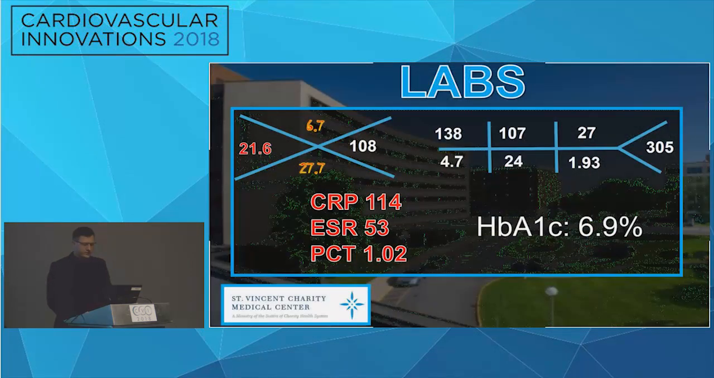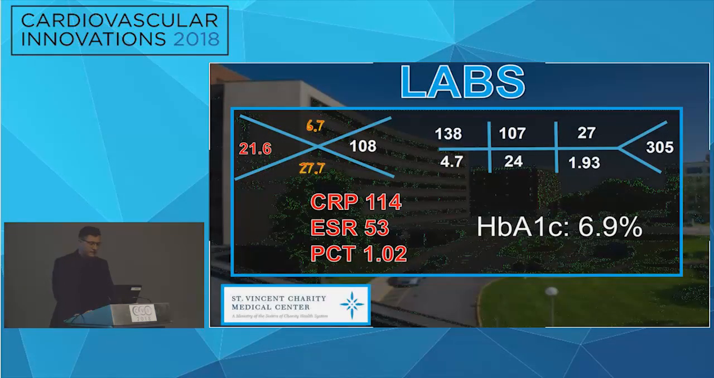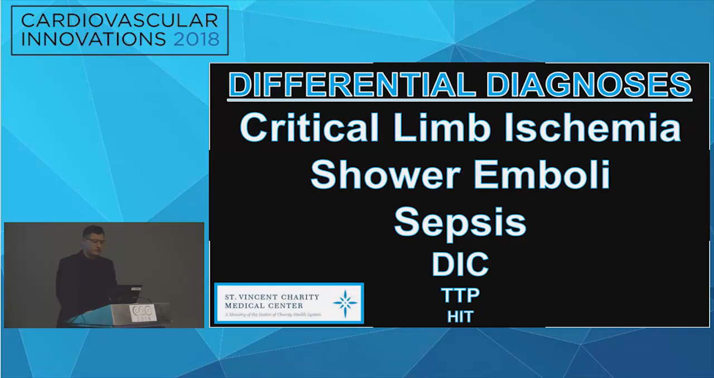So we are following this patient very closely in-house. And as you can see, his white blood count has skyrocketed to 21.6. All his inflammatory labs are elevated, and his H&H has dropped to 6.7 and 27.7. Some differential diagnoses are listed below that we are trying to see what this patient was dealing with.